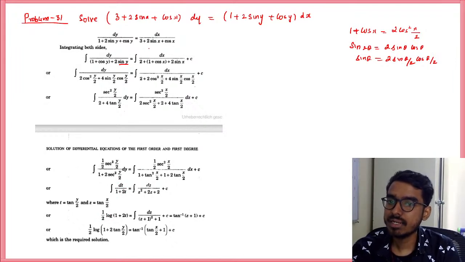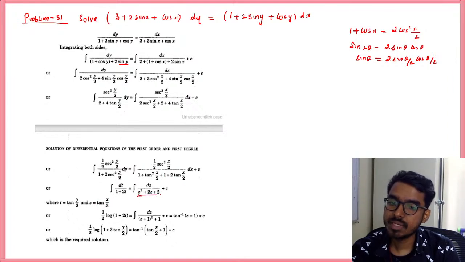Similarly, for this integral, what they are doing is they are writing 3 as 2 plus 1, and 1 plus cos x is 2 cos square x by 2. And again, sin x is 2 sin x by 2 cos x by 2. Already we have 2 here. So 2 into 2 will be 4, right? And similarly, they are writing this as secant square x by 2 by this term. And you just substitute z to be equal to tan x by 2.